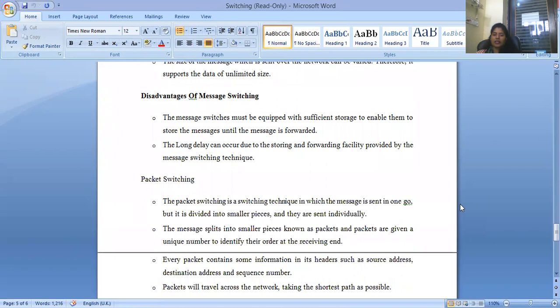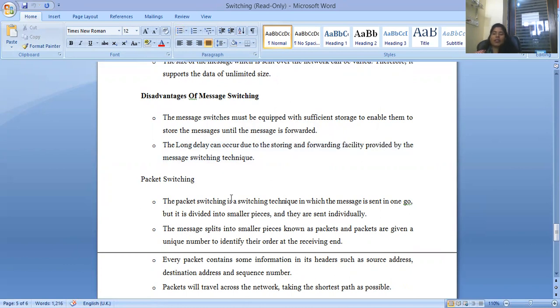The disadvantages are that the switches must be equipped with sufficient storage to enable them to store the message until the message is forwarded. Long delays can occur due to the storing and forwarding facility provided by message switching techniques.